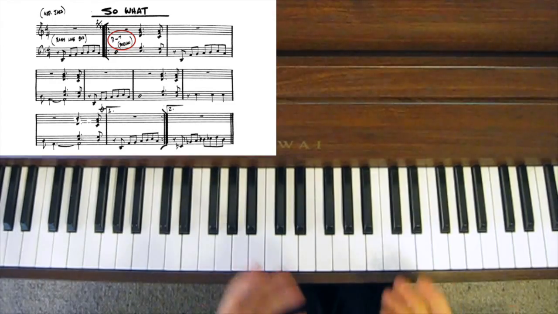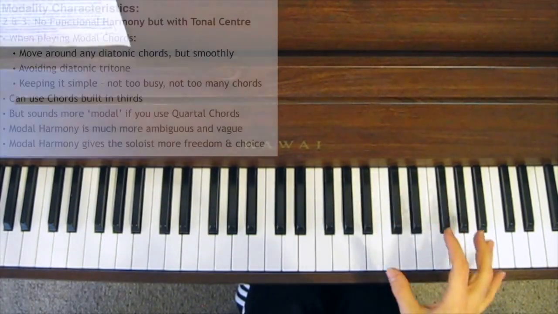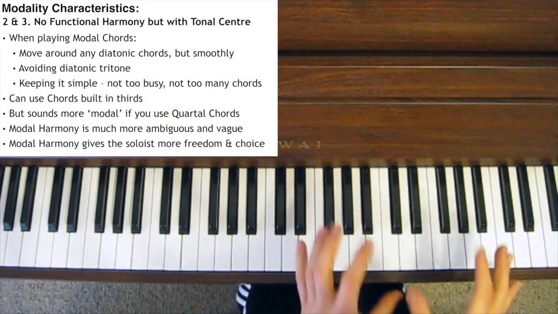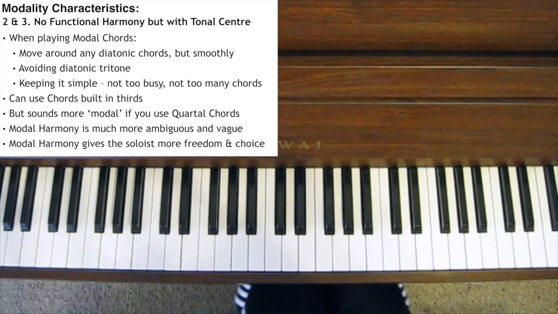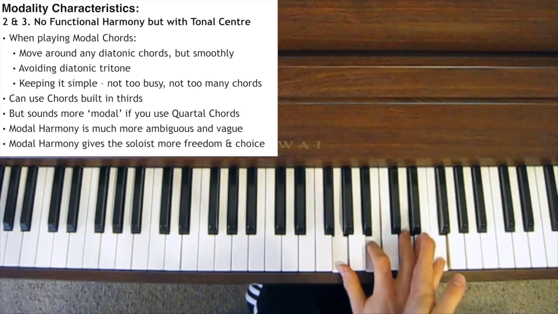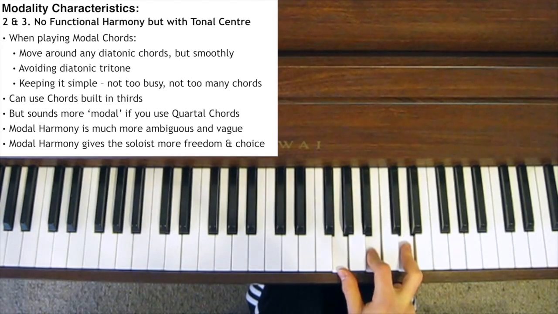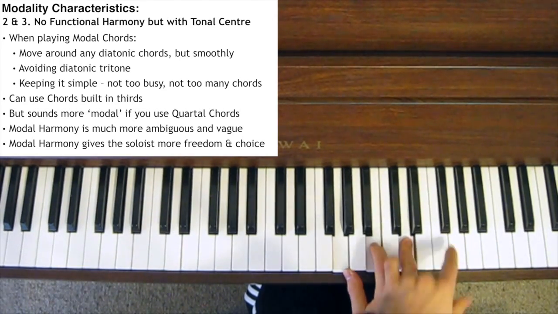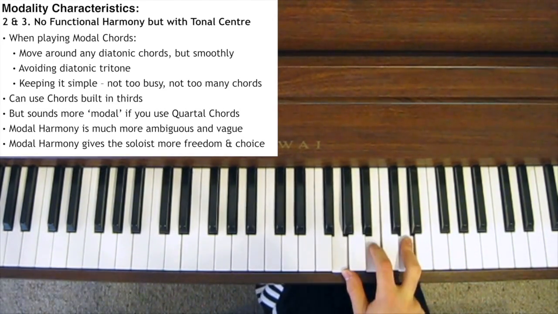And so then really it's up to you. You just move around the chords at random, but try to do it relatively smoothly. You want to avoid playing that tritone. So for example, in the G7, you could just play a G triad instead of the G7. Therefore, you avoid that tritone interval.